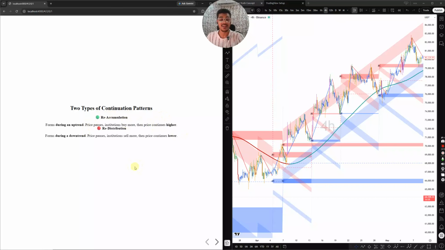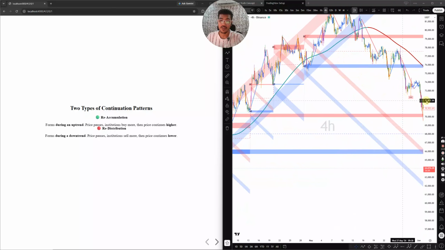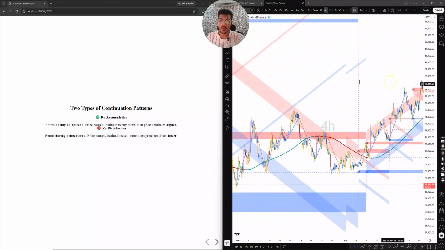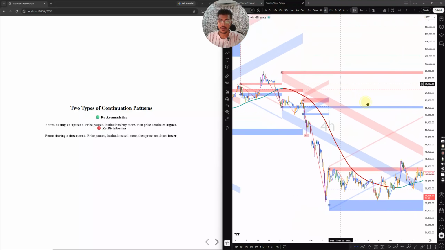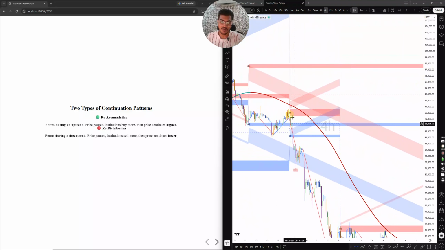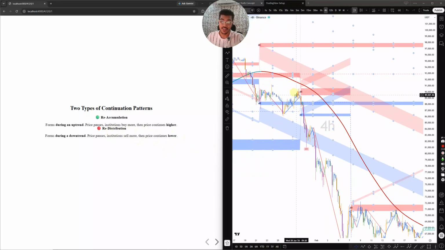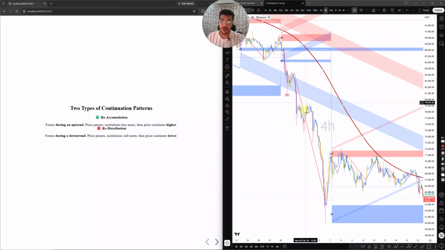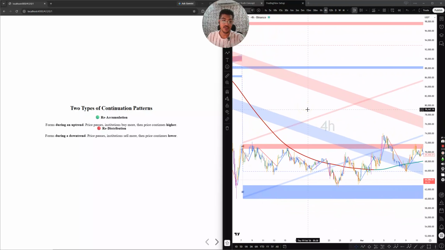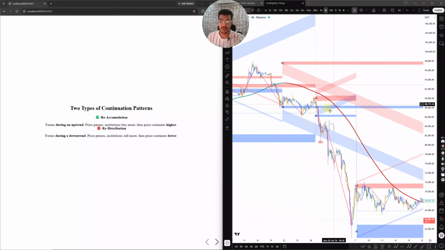There is another type of continuation pattern. We call it redistribution. This gets formed during a downtrend as the market is going down. Price pauses, institutions sell more, then price continues lower. You can see institutions sell more and then price continues even lower. So this is your redistribution pattern.